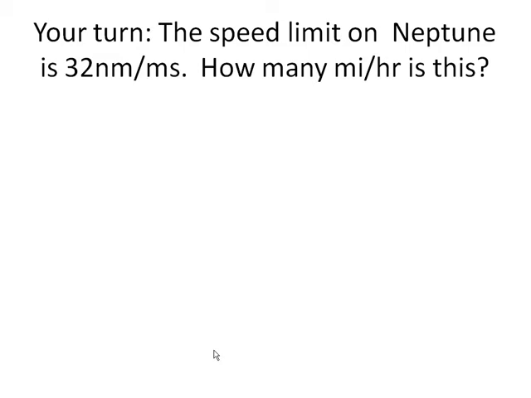Your turn, now that we've done one together. The speed limit on Neptune is 32 nanometers per millisecond. This is totally made up. Don't quote me on that. How many miles per hour is this? So go ahead and push pause, complete the problem.